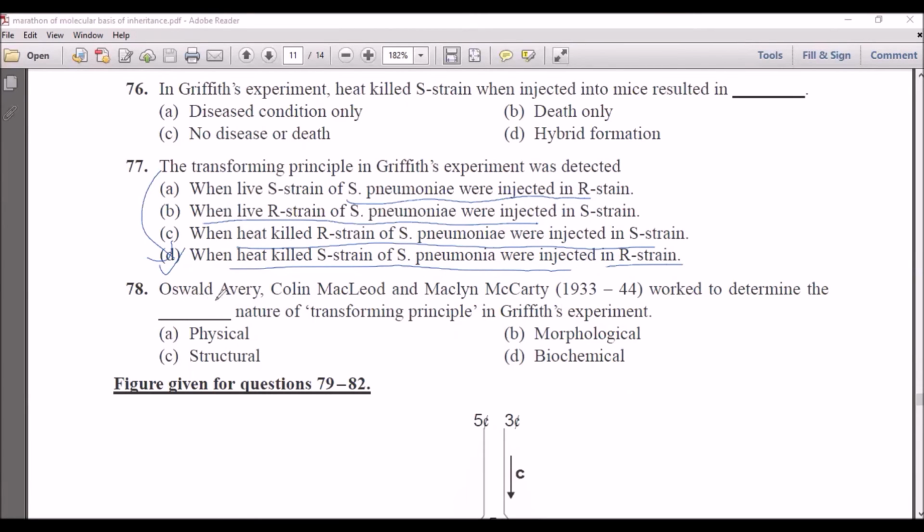Next question is, Oswald Avery, Colin MacLeod, and Maclyn McCarty worked to determine the dash nature of transforming principle in Griffith experiment. Physical, morphological, structure, or biochemical. Now we know that they performed the experiment to determine the biochemical nature of transforming principle.